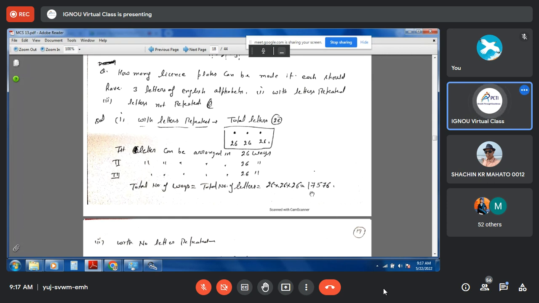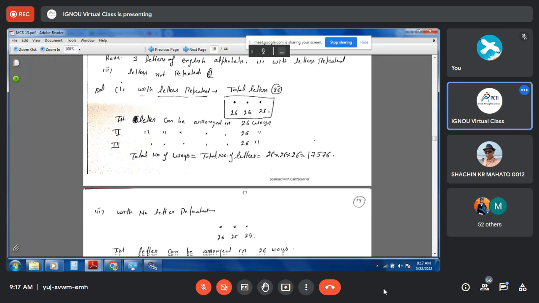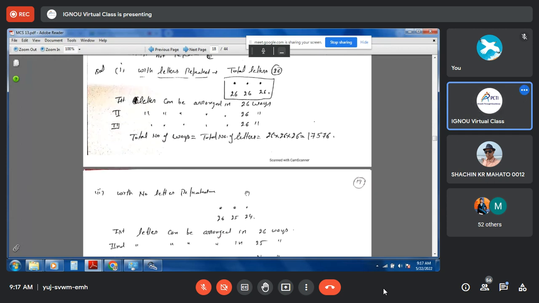Now what will happen if there is no repetition? If repetition is not allowed. Repetition not allowed means the letter once used here cannot be used in these two positions. Again we draw a rough diagram.